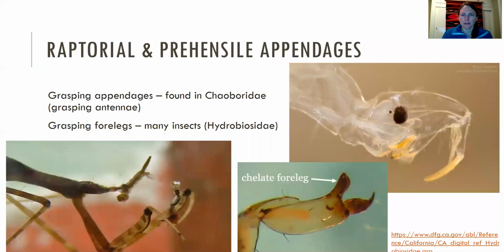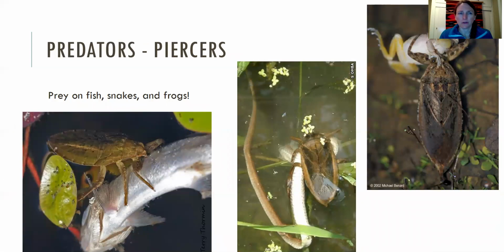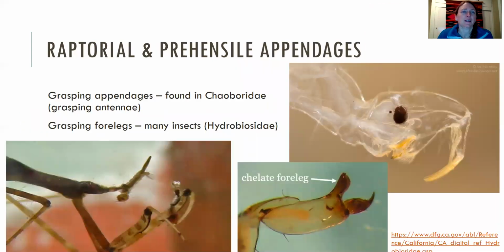Oops. I thought I had a picture. Oh, here we go. They're just out of order. Here's a picture of some piercing predators. Again, these hemipterans can prey on fish, on snakes, and on frogs. And I think I posted a video link at the bottom of the page if you want to watch them eat a fish. Okay, going back.